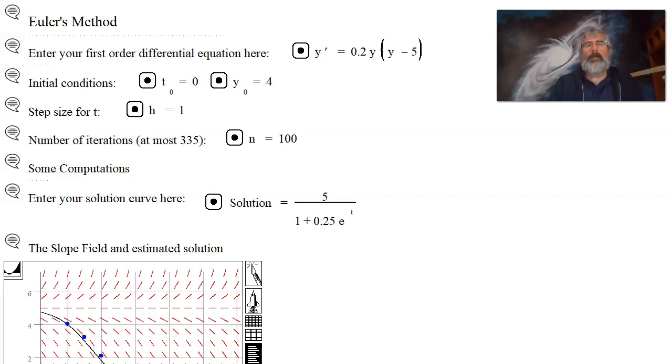In this video, I want to take a look at a couple of examples of Euler's method and zoom in on what can go right and what can go wrong. So here we go. First example is an autonomous equation.